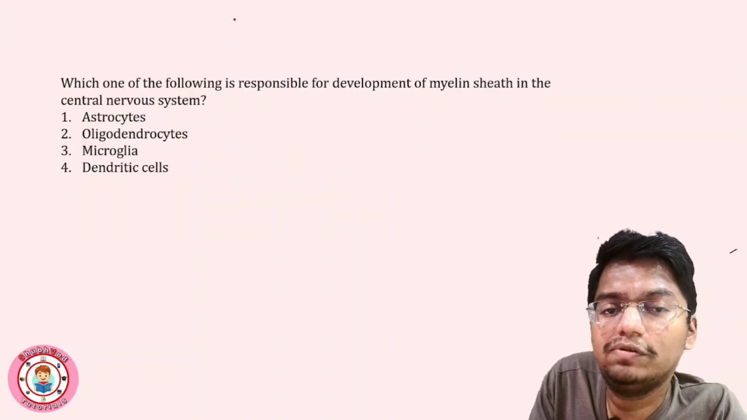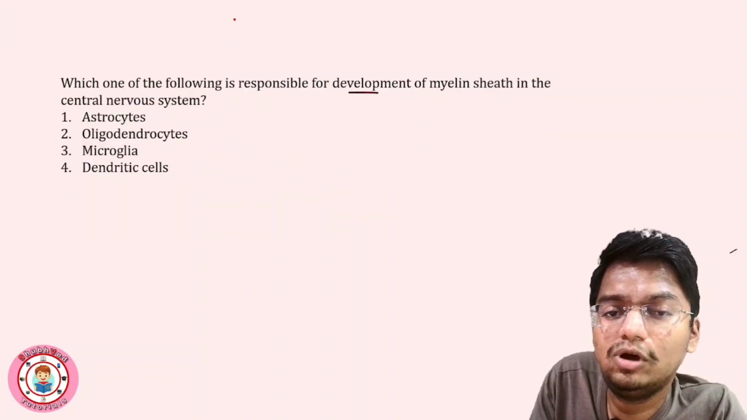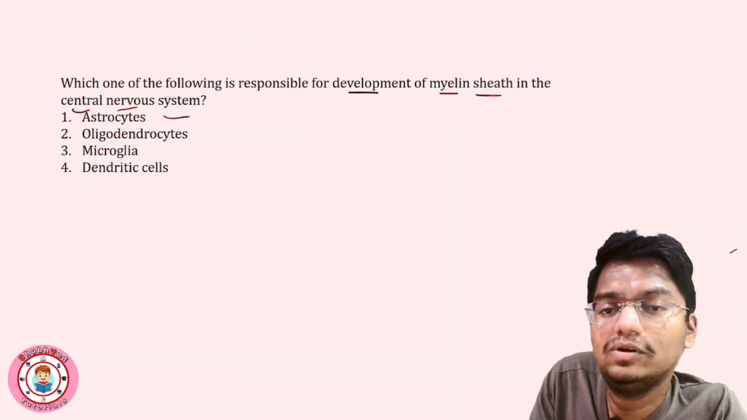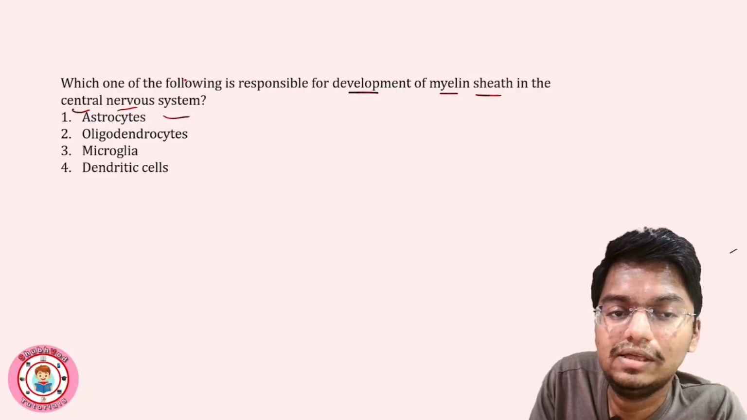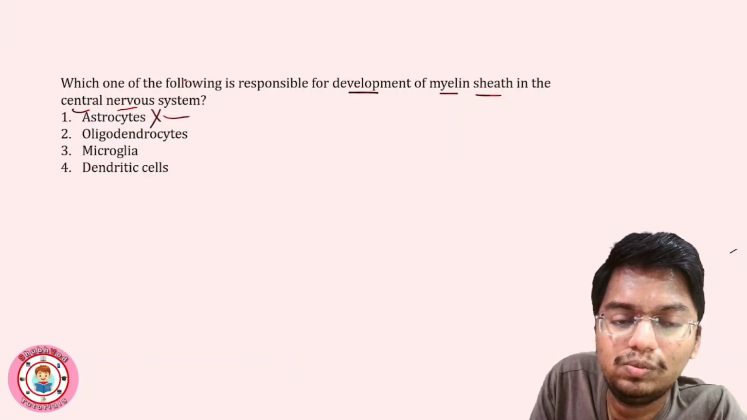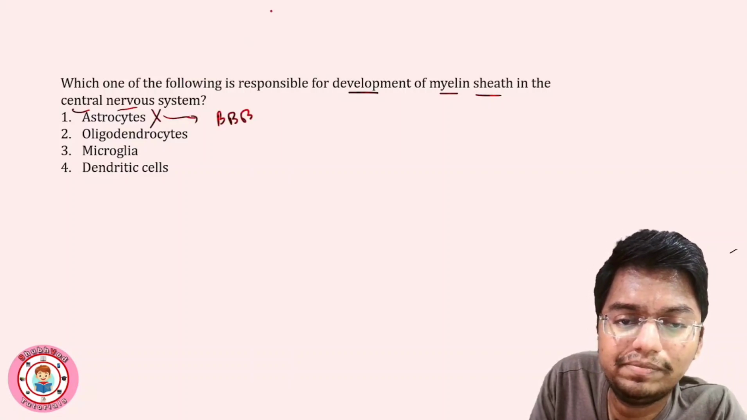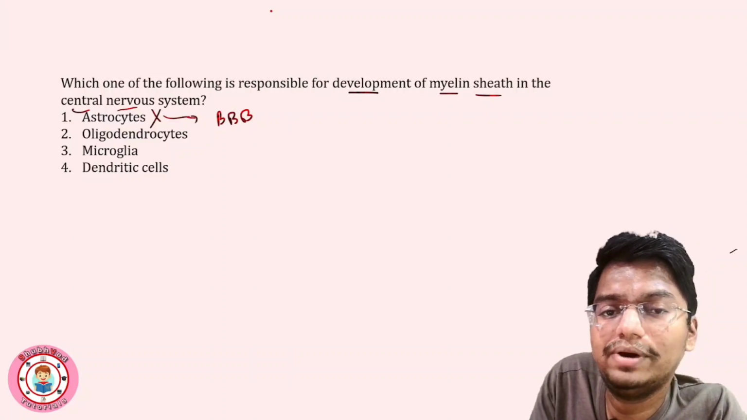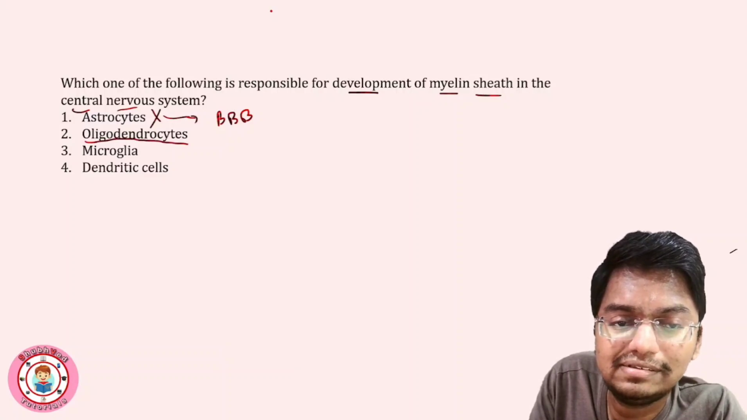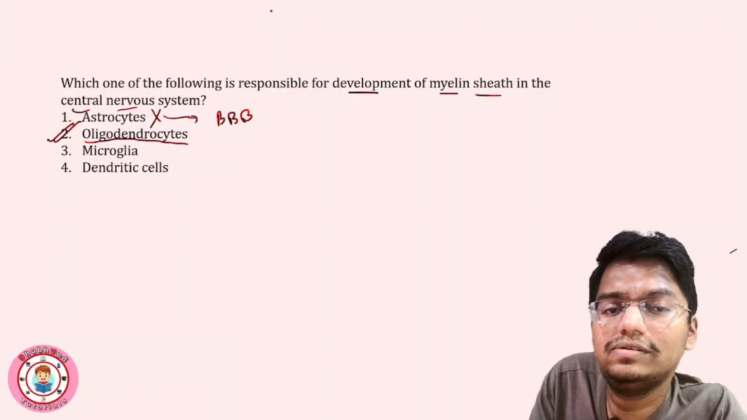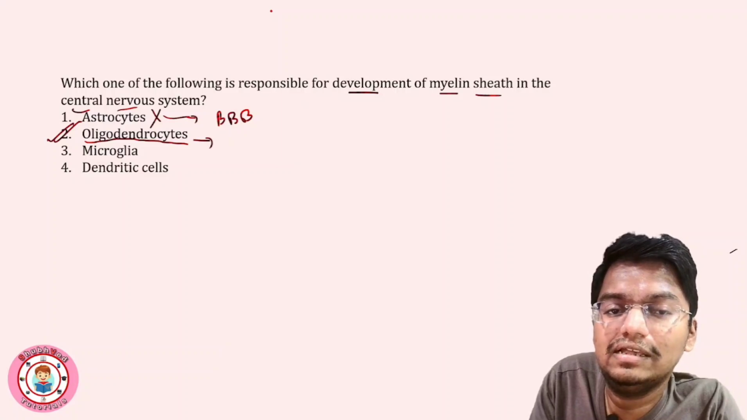नेक्स्ट, which one of the following is responsible for development of myelin sheath in the central nervous system? Okay, astrocytes, no. Astrocytes are basically involved in blood brain barrier. Okay, 3 B's you should remember: blood brain barrier, astrocytes. Oligodendrocytes, yes. Okay, oligodendrocytes form the myelin sheath in CNS, right?